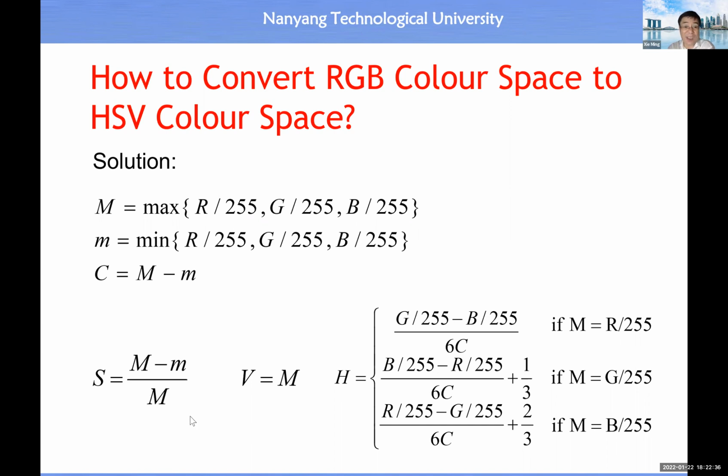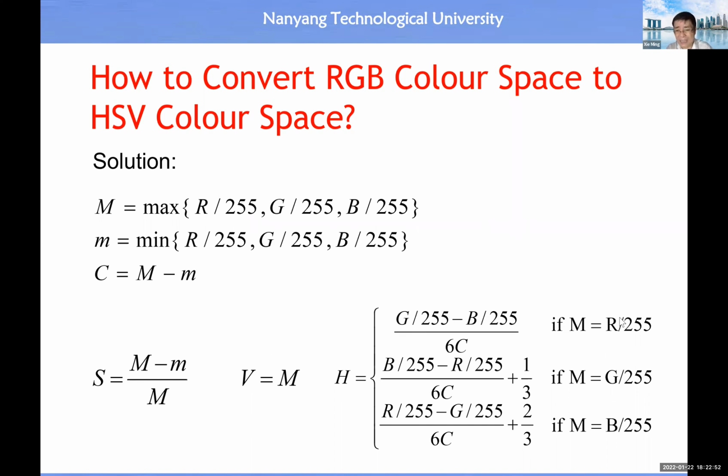S is equal to the ratio between the difference between the maximum and minimum, divided by the maximum value, right? V is equal to the maximum one. Hue is calculated with this equation, which depends on the value of M, all right?